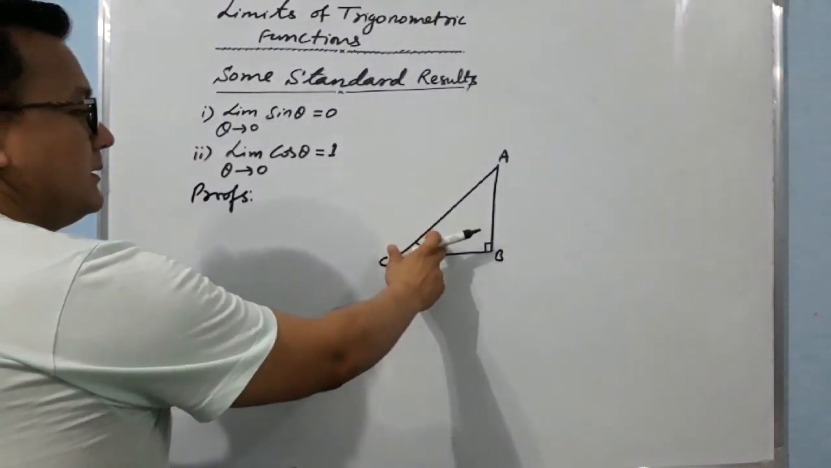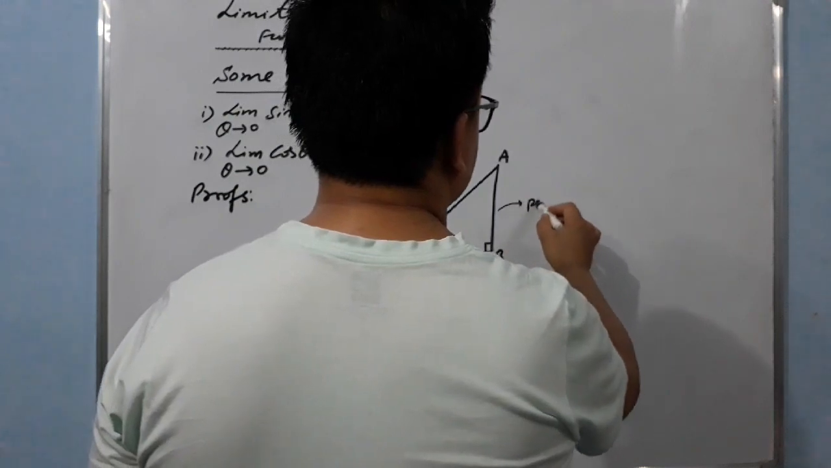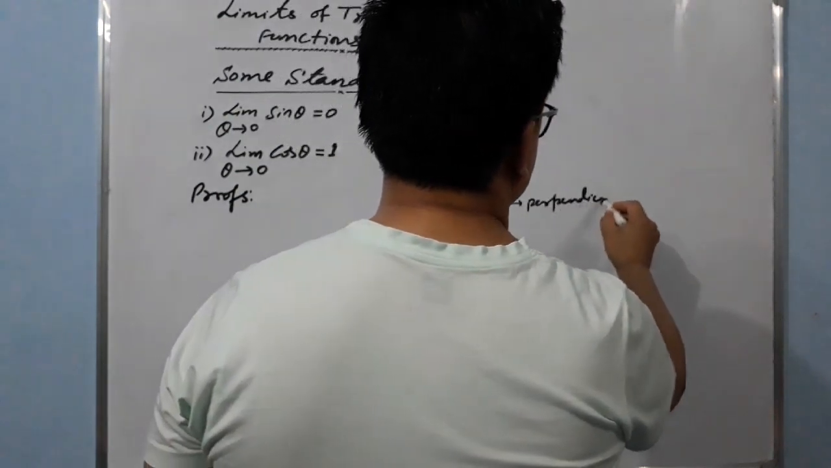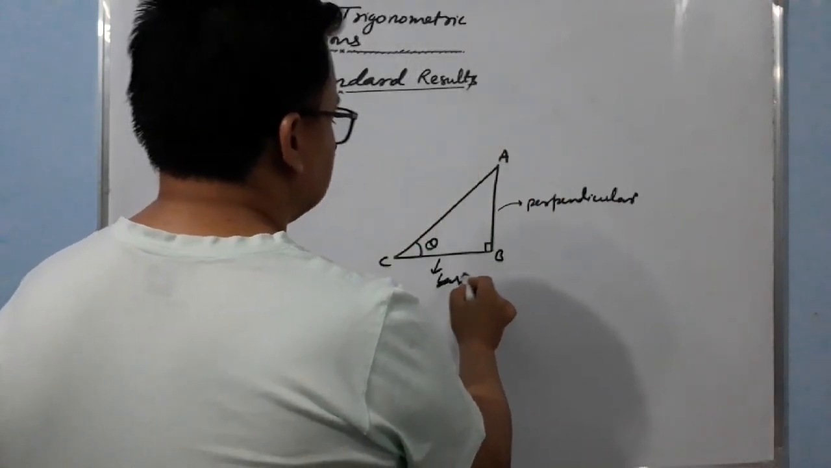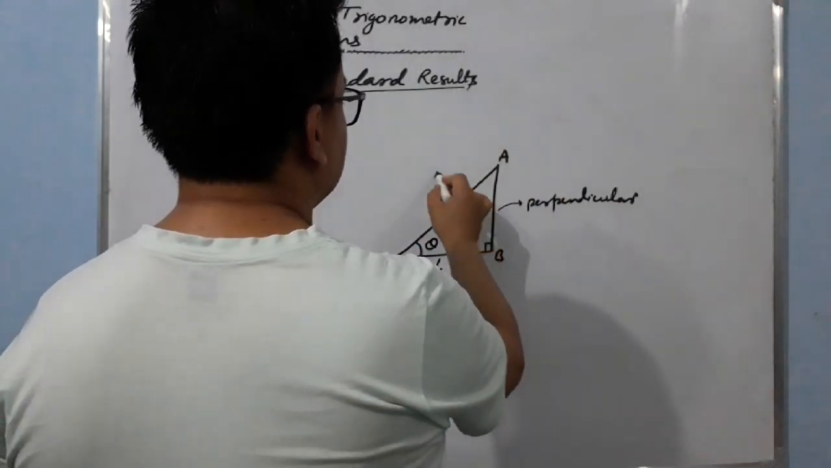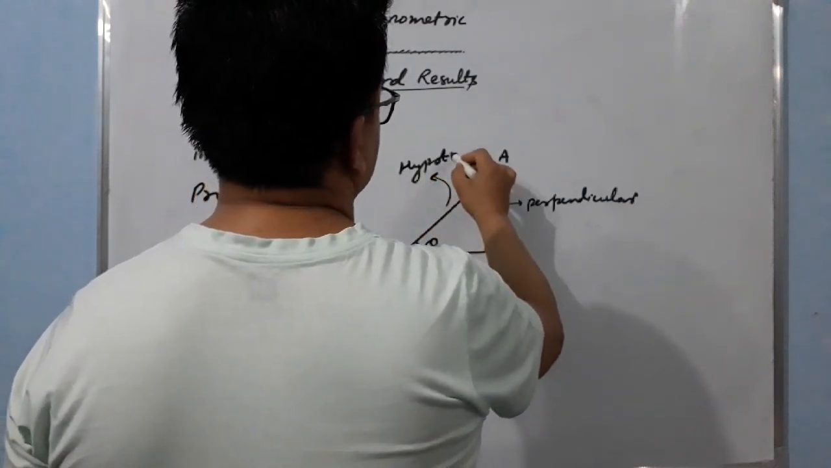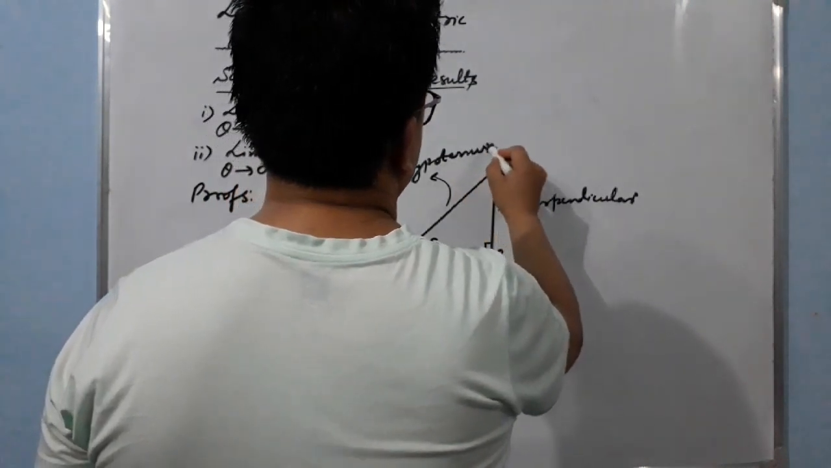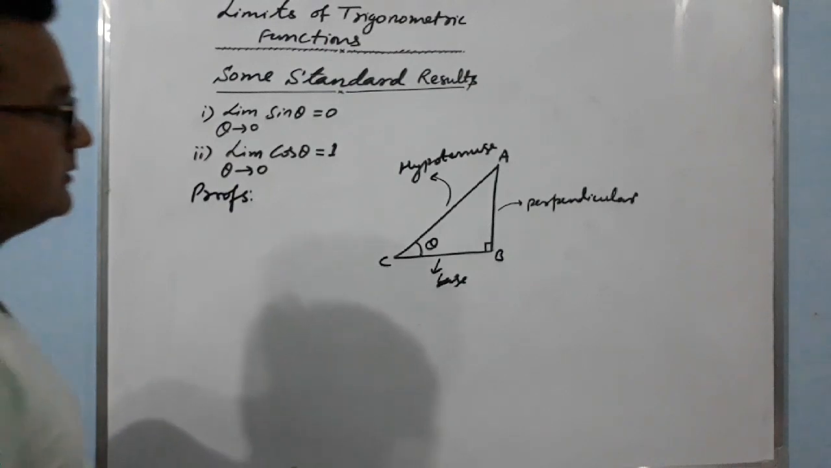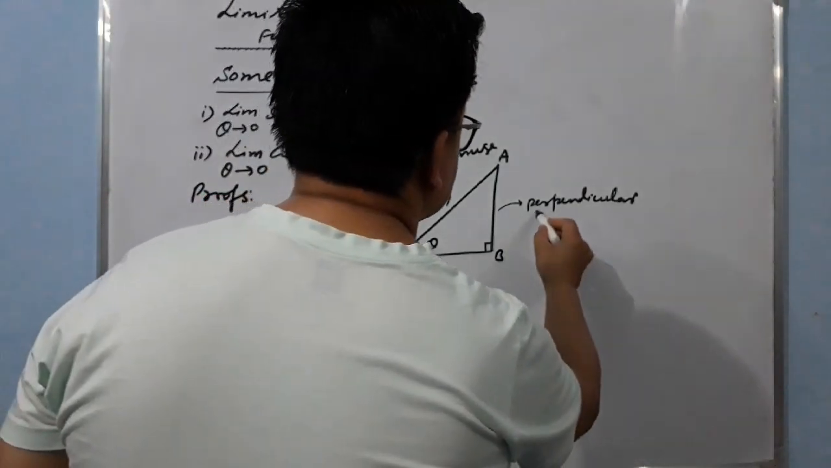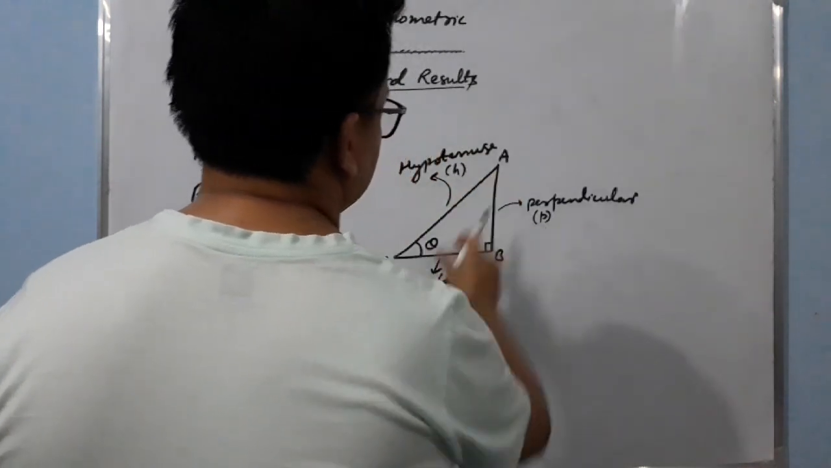If this one is the reference angle, then this will be the perpendicular, and this one is your base, and this one is the hypotenuse. We can say this one is P, small p, this one is B, and here H.